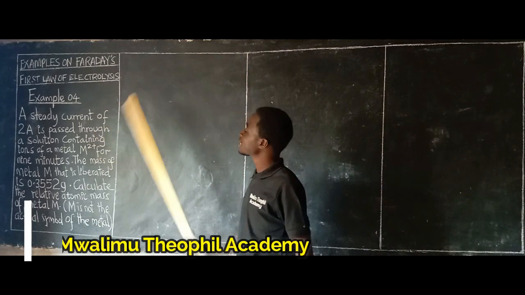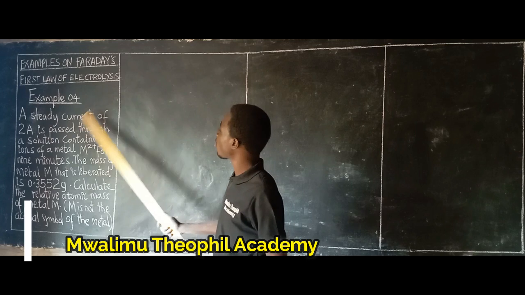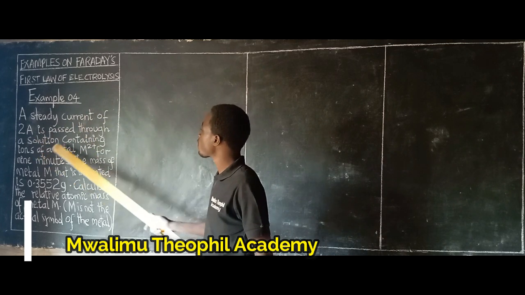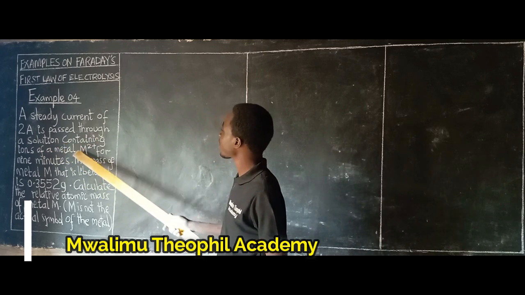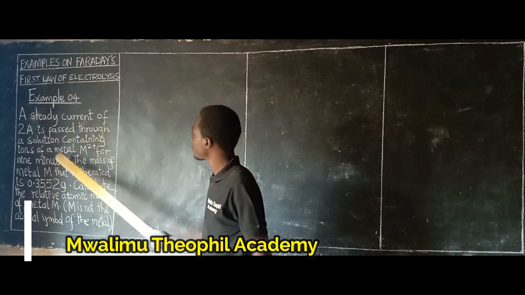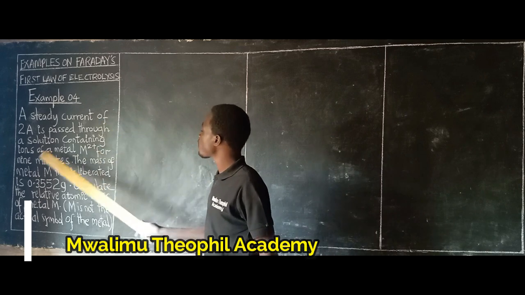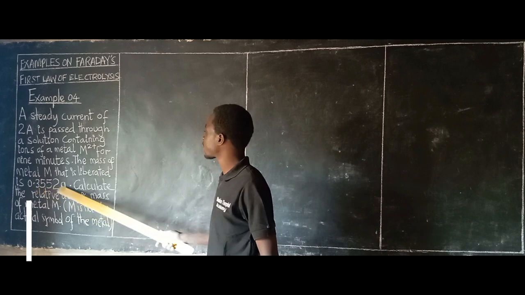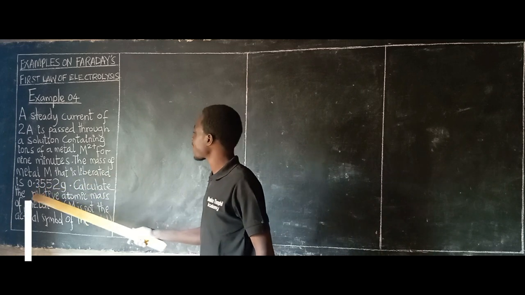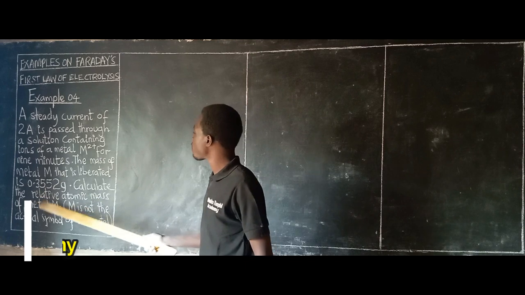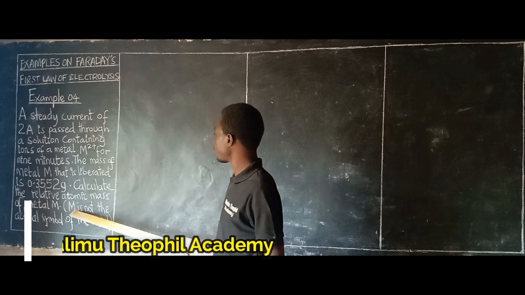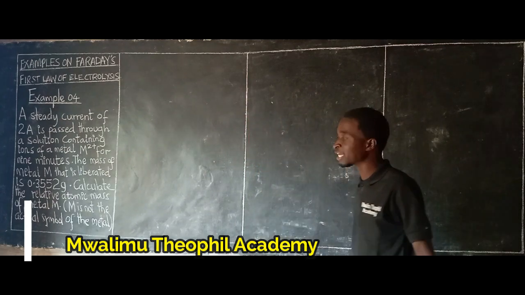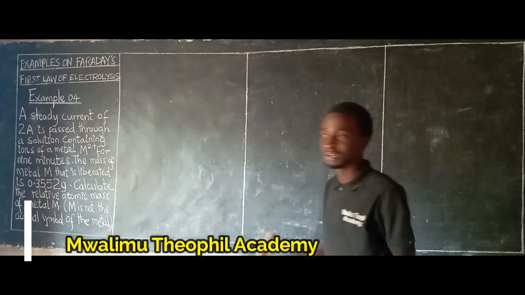For example, it is stated that a steady current of 2 ampere is passed through a solution containing ions of metal M, that is M ions, for 9 minutes. The mass of metal M that is liberated is 0.3552 gram. Calculate the relative atomic mass of metal M, given that M is not the actual symbol of the metal, so it is just a representative of a certain metal.